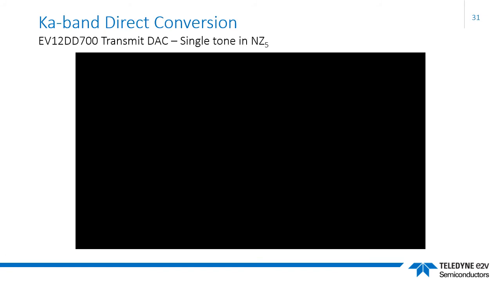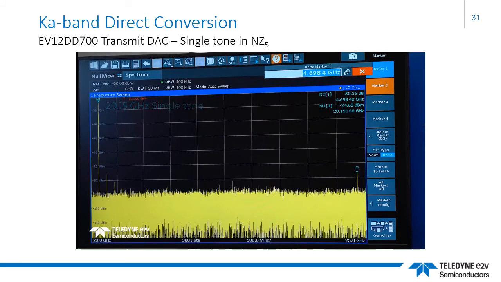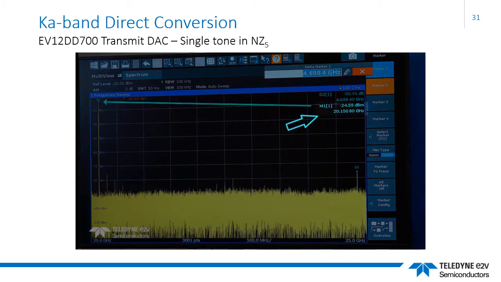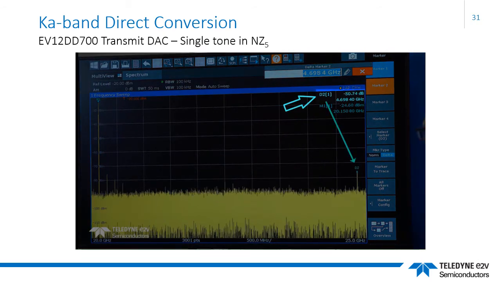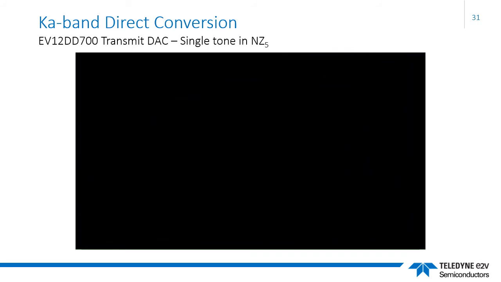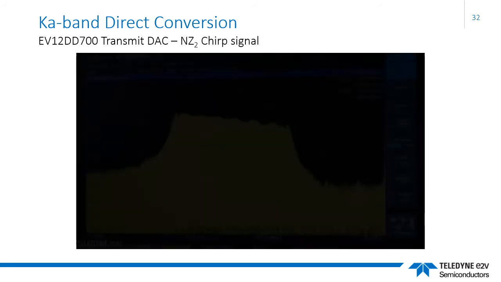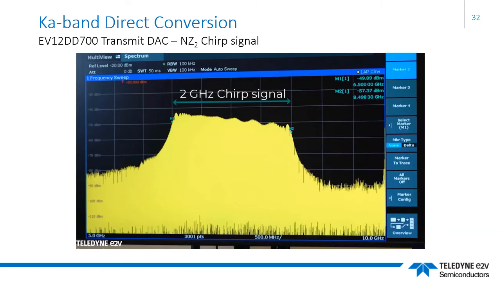I'd like to take the opportunity to show you a few live plots. The first one is a single tone. As you'll see here, the fundamental is projected at 20.15 gigahertz, and over on the right hand side you'll see the first spectral spur labeled D2, which is roughly speaking 50 dB down on the fundamental. The next signal to show you is a 2 gigahertz chirp signal operating between 6.5 and 8.5 gigahertz.